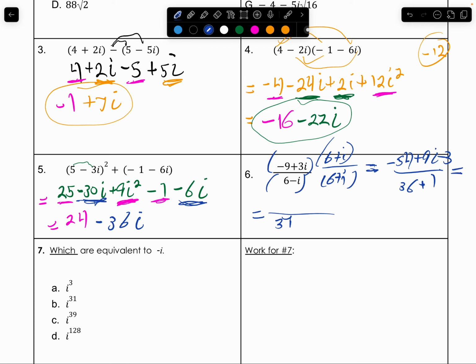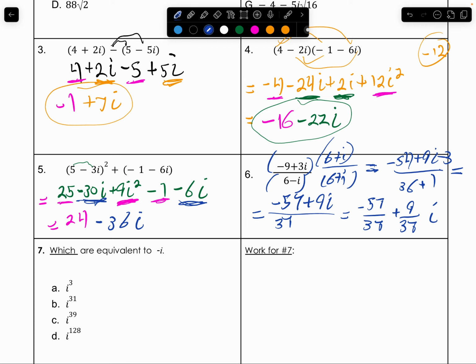We have negative 57 on top, right? Negative 57 plus 9i, is that right? Yeah, and then 37 on the bottom. And we should be able to split this up into negative 57 over 37 plus 9 over 37i.